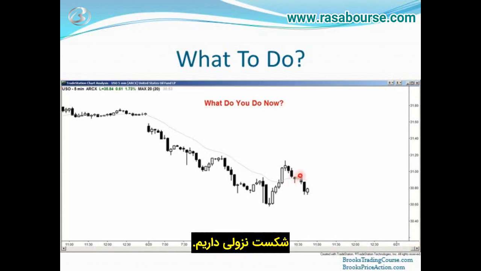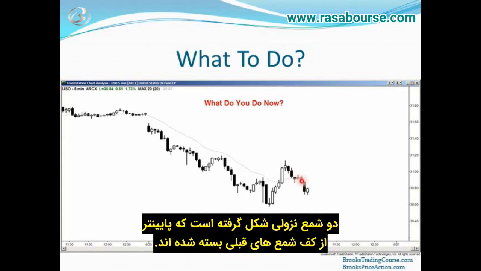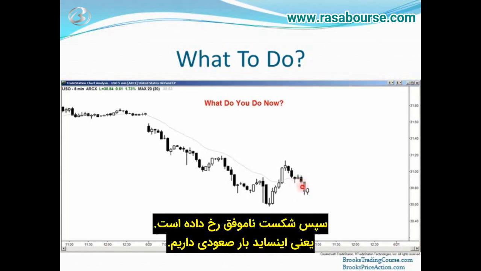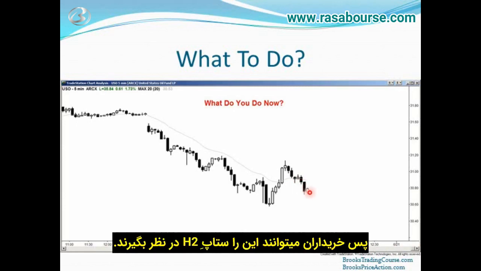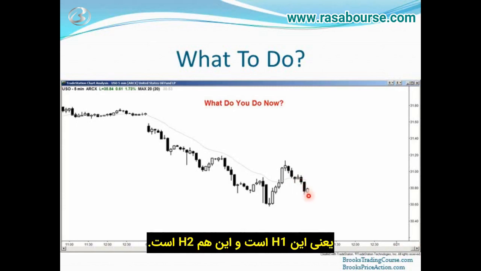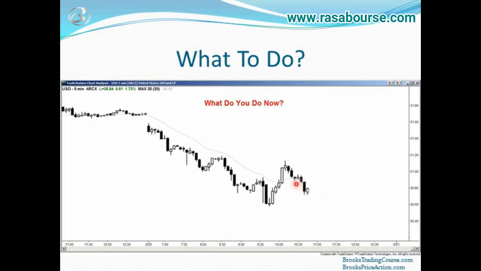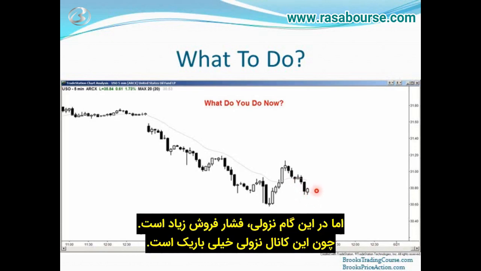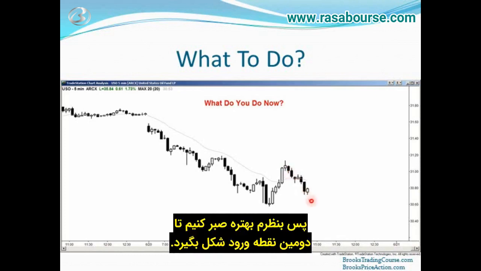We have a bear breakout, 2 bear bars, closed below the lows of the prior bars. But now we have a failed breakout bar. We have a bull inside bar. So the bulls can argue this is a high 2 buy. Here's the high 1, here's the high 2. They're expecting a higher low major trend reversal, and this could be it. But there's too much selling pressure in this move down. The channel is too tight. I think it's better to wait for a second entry.